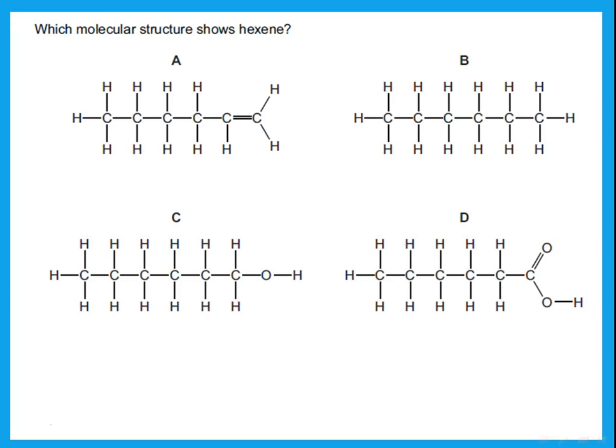Okay? Okay, which molecule shows the structure of hexene? Even if you don't know what hex means, all of these are 6 carbons. So that's not the difference between them. He's asking for which one is ene. Of course, the one that is ene is the one that has a double bond.